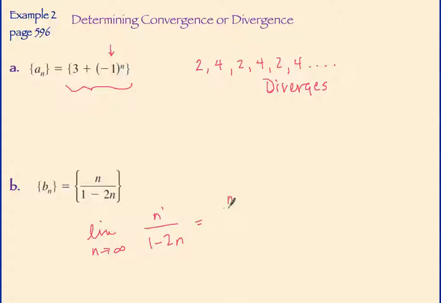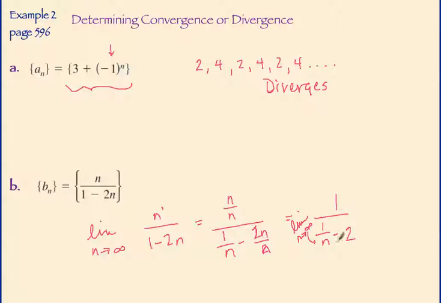So let's divide each term in this rational function by n. This is going to be 1 over n minus 2n over n. This is just a way of rewriting this rational function. We're going to now have 1 over n minus 2. Now let's take the limit as n approaches infinity.